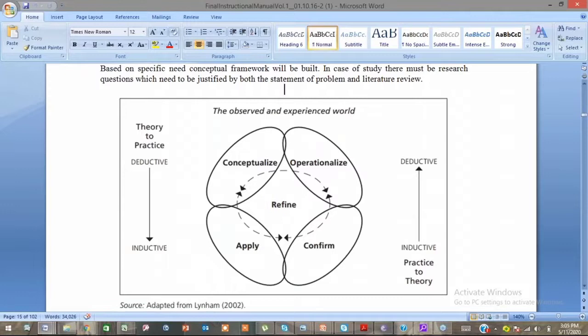Okay, in a case study, there must be research questions which need to be justified by both the statement of the problem and the literature review. We're looking at that. Okay, let's look at that now. The theory, look at this place. The theory of practice moves from deduction to what? Induction. Deduction is general to particular. You see, the theory of practice can also move from induction to deduction.